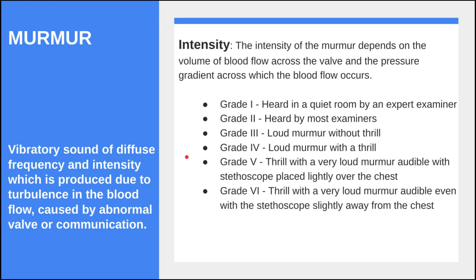So grade 1 murmur will be heard in a quiet room by an expert examiner. Grade 2 will be heard by most examiners. Grade 3 is a loud murmur but without a thrill, and grade 4 is a loud murmur with a thrill. Grade 5 is a thrill with a very loud murmur, audible with the stethoscope placed lightly over the chest. And grade 6 is a thrill with a very loud murmur, audible even with the stethoscope slightly away from the chest.